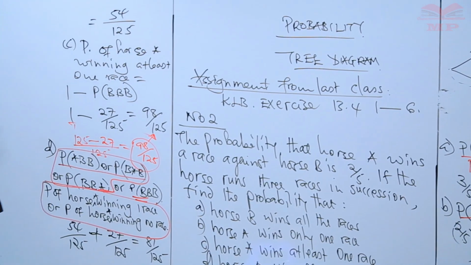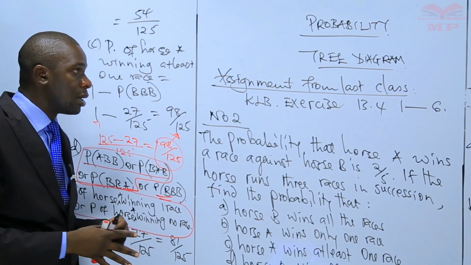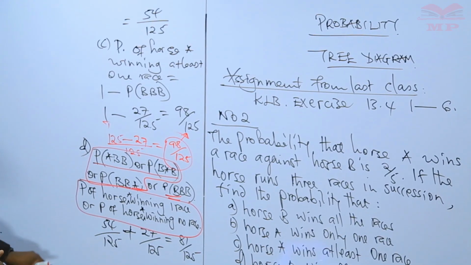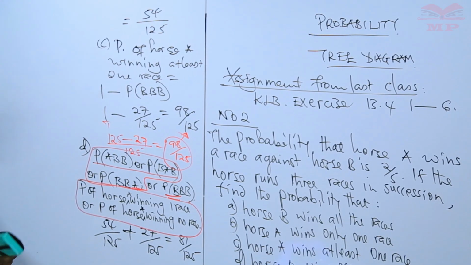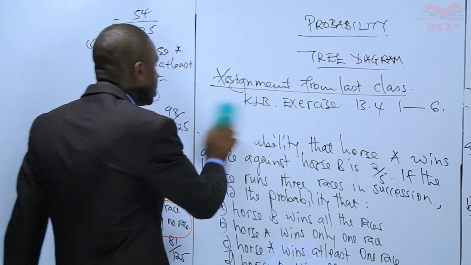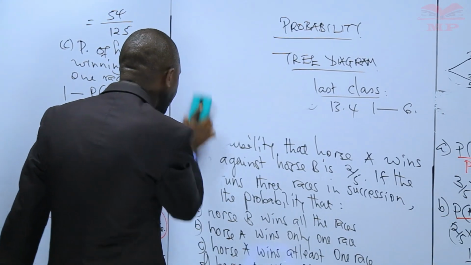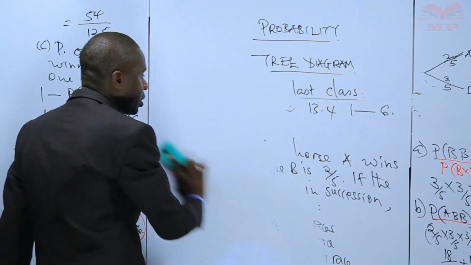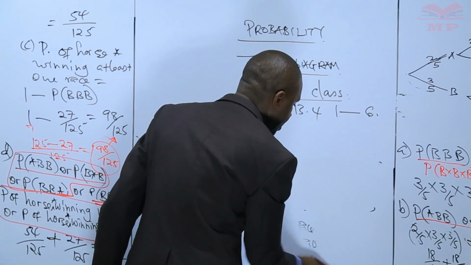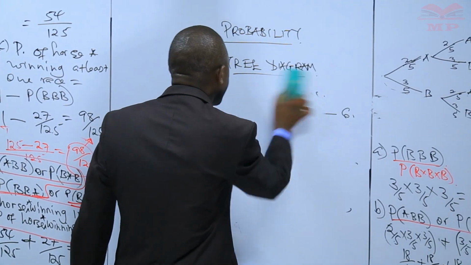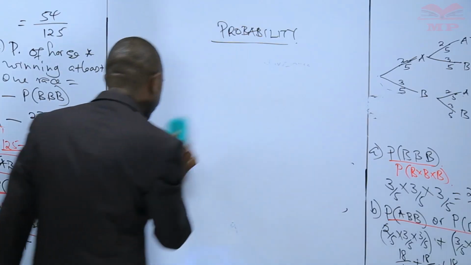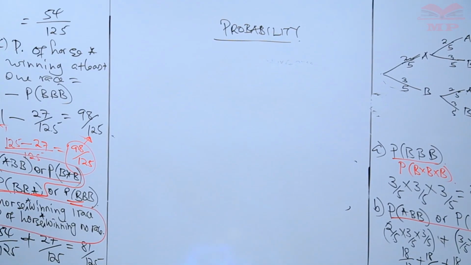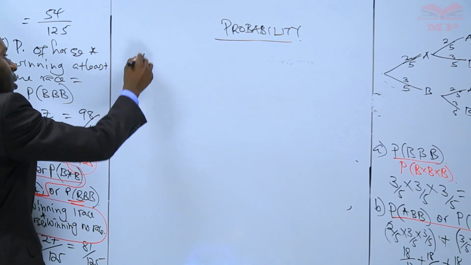So I want us to look at the next part of the assignment you were given. That was number 2. I want us to straight away try number 6, which is also an assignment that was given to you in the last class. Number 6.